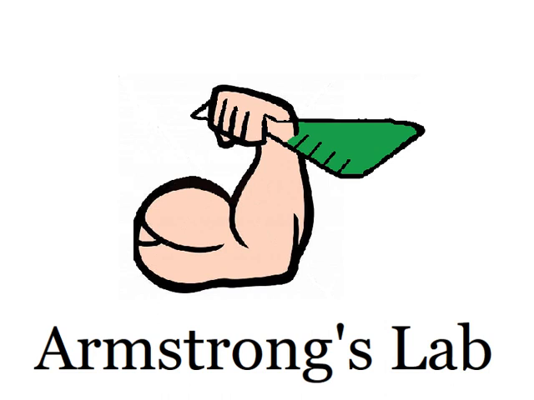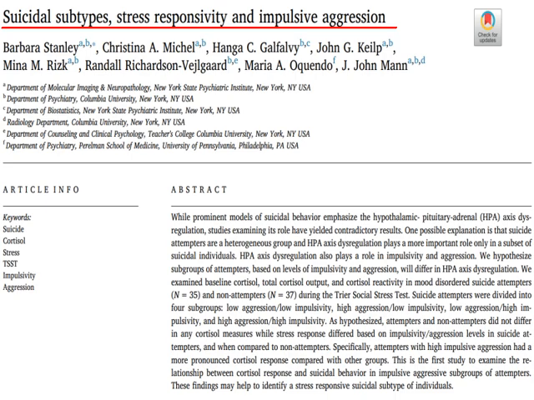In today's video, we are looking at the work of some scientists out of New York in their recent study titled Suicidal Subtypes, Stress Responsivity, and Impulsive Aggression. In this paper, the researchers were looking at the connections between the HPA axis, impulsive aggression, and suicide attempters.